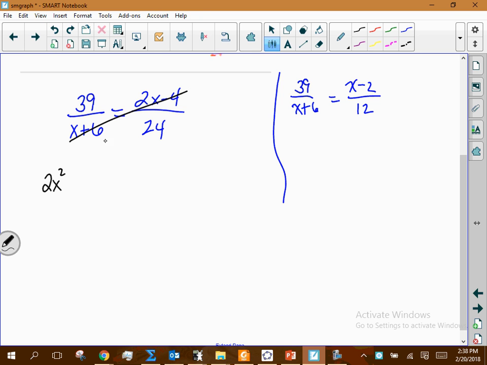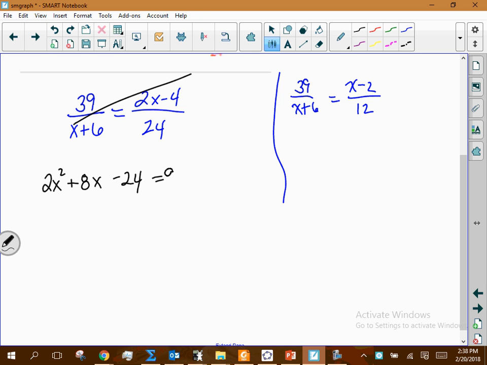2x squared. What's x times negative 4? Negative 4x. What's 6 times 2x? 12x. So I had negative 4x and plus 12x, so you can do positive 8x, right? That's the O and I for FOIL. And now last times last would give me negative 24, right? Now 39 times 24 gives me 936.